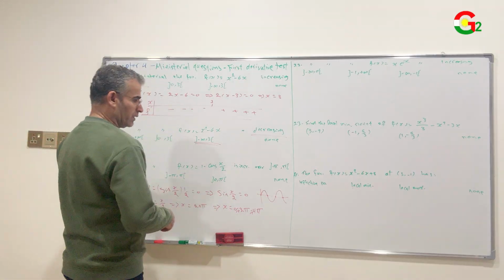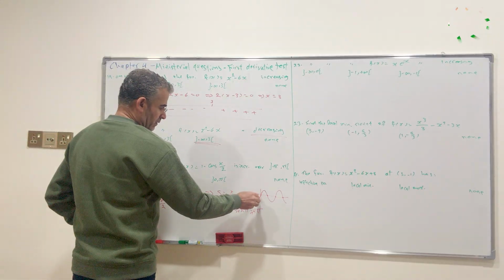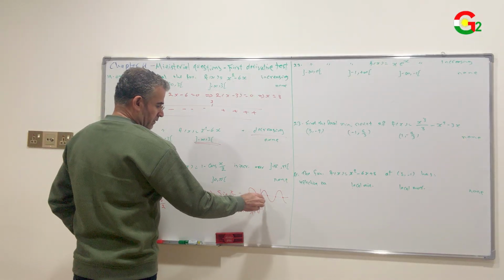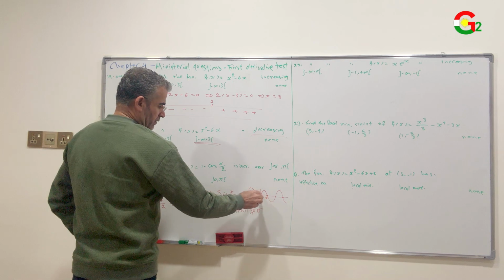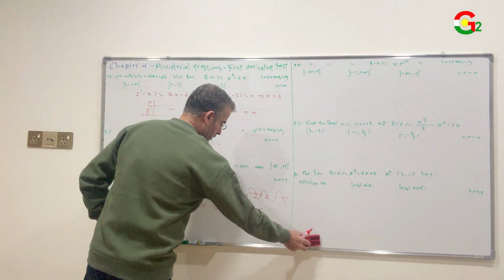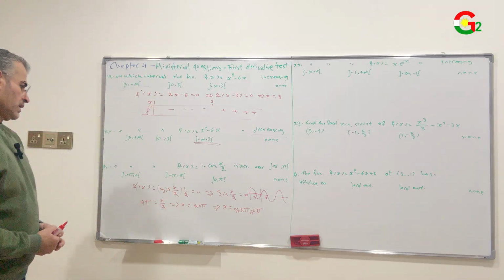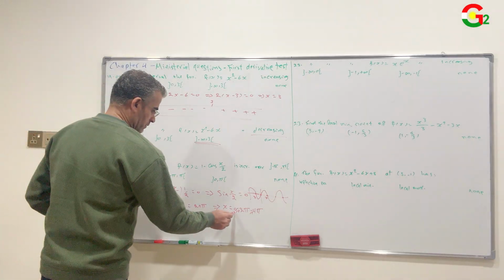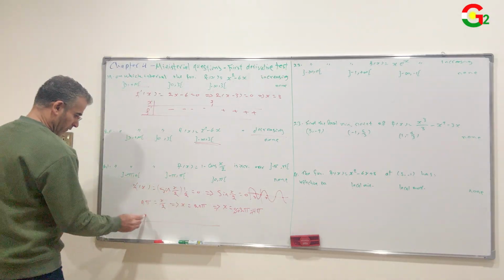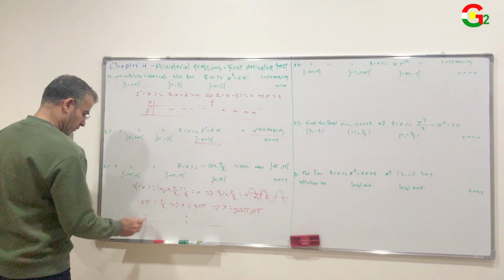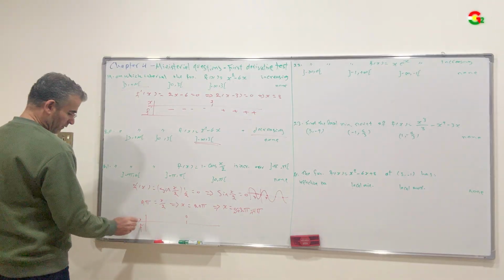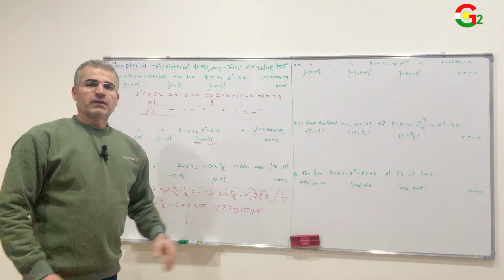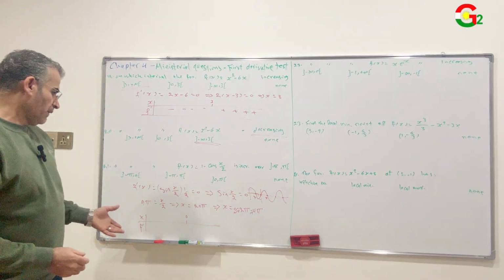Therefore, between negative pi and pi, we have only one value that makes the sine 0. It is 0. X equals 0. Therefore, we find the sign of the derivative before and after 0.